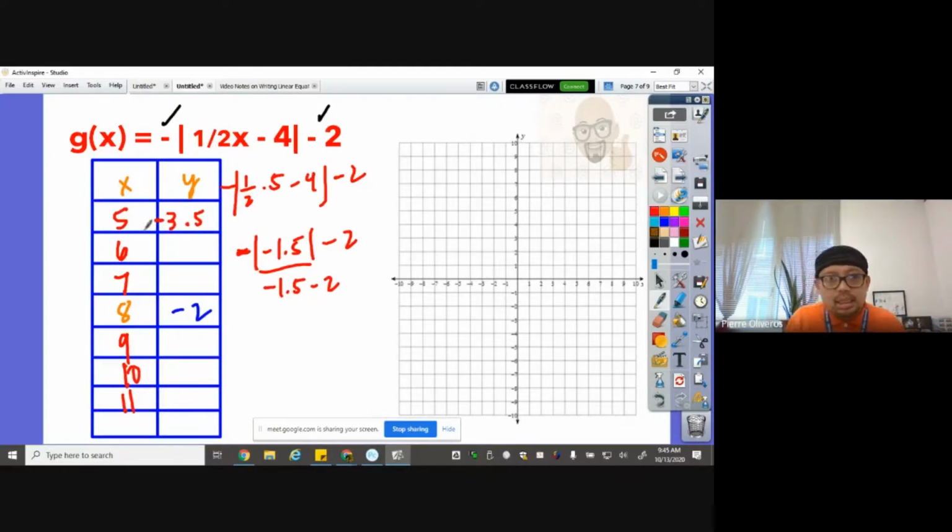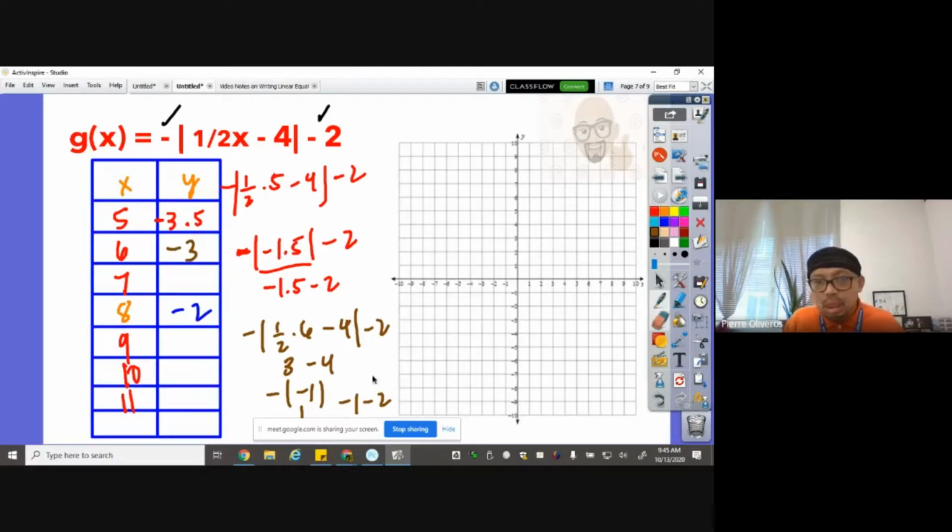6 times 1 half, so negative 1 half times 6 minus 4 minus 2. This will give me a 3. 3 minus 4 is negative 1. The absolute value of negative 1 is positive 1, but there's a negative. So negative 1 minus 2 is going to be negative 3, right?